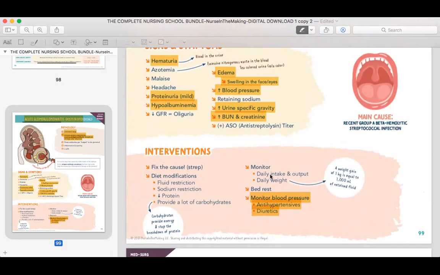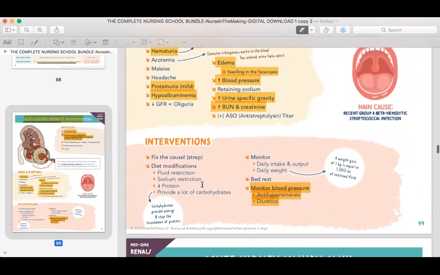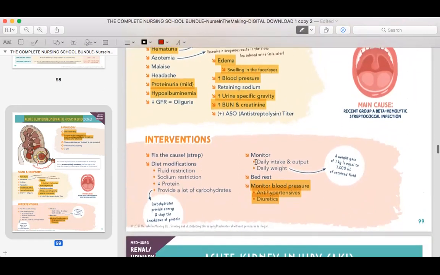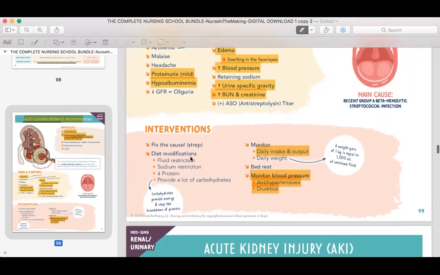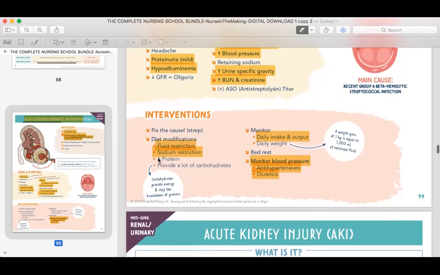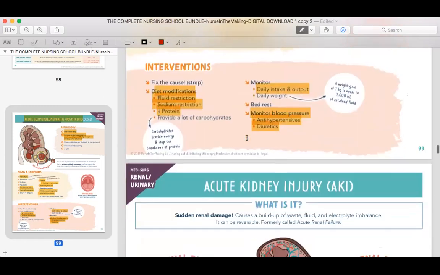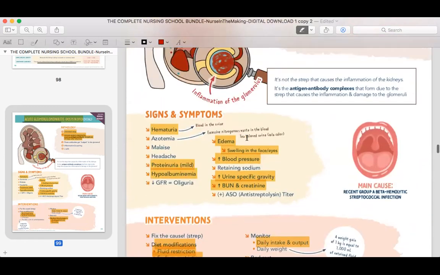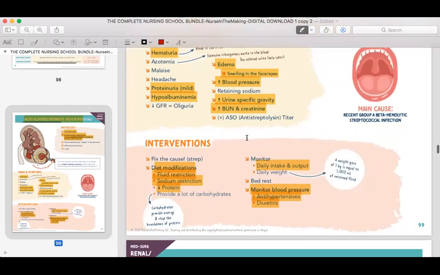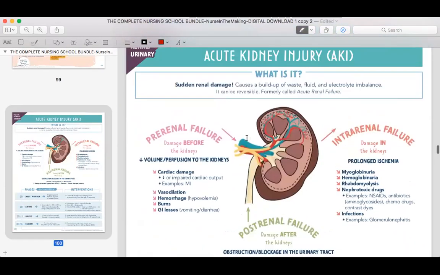Definitely make sure you're monitoring intake and output, since their kidneys aren't functioning. Sodium restriction, because you don't want them to swell, and fluid restrictions as well. Decreased protein for sure. I believe it does show up on ATI. You want to decrease proteins. So that's what I believe is important for ATI.